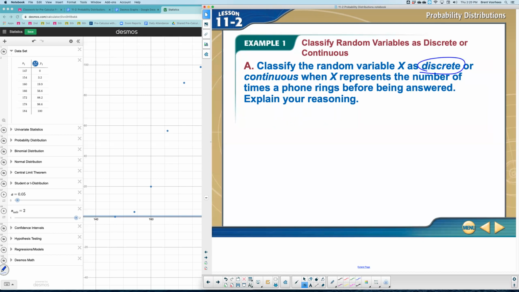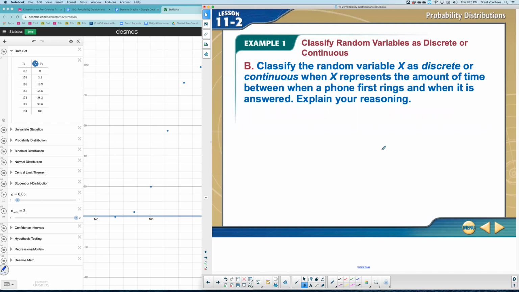Your phone cannot ring 3.5 times. So that's just kind of to help you understand. The phone cannot ring 3.5 times, only whole numbers. So therefore, it's discrete.